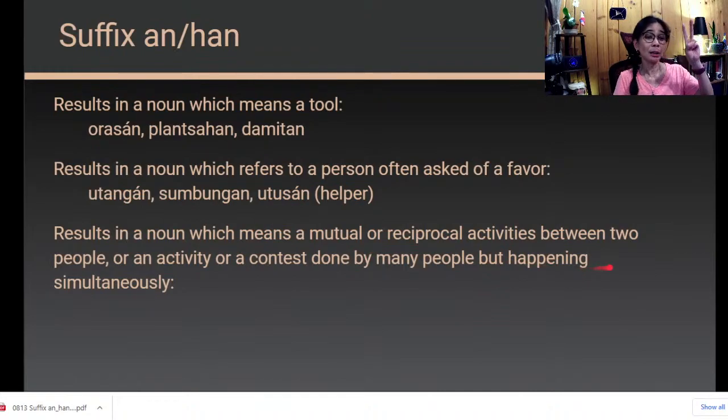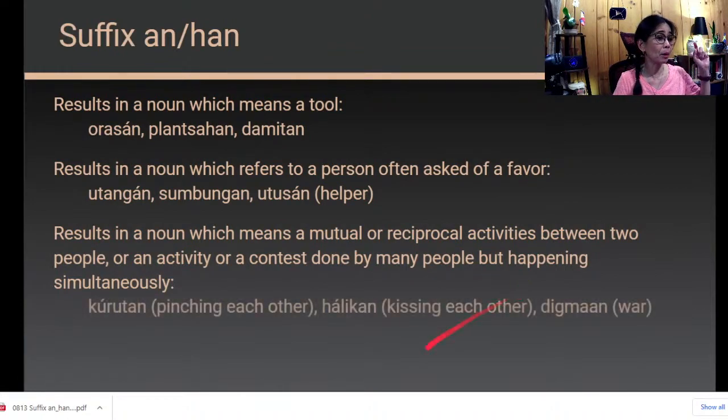And then also take note, it results in a noun which means mutual or reciprocal activities between two people. It refers to an activity or contest done by many people but happening simultaneously. Let's do an example. Kurutan. Kurut means pinching each other. So not only you cannot pinch yourself, it's not fun. I pinch Bruce, Bruce pinches me back. Pinching each other. So the activity that's going on simultaneously, it's kurutan.